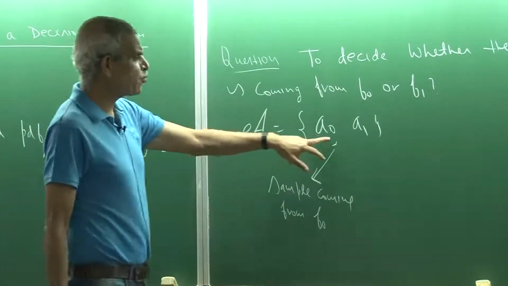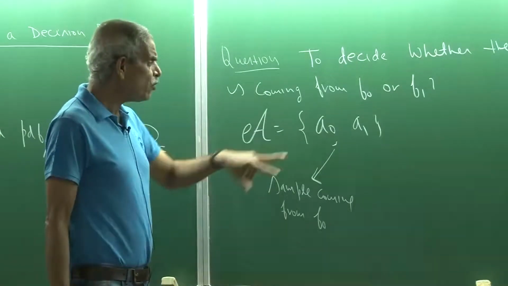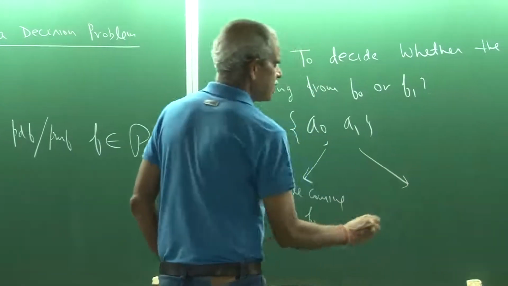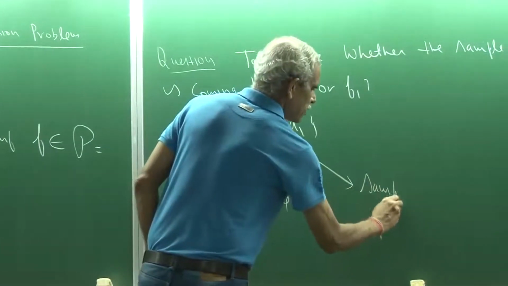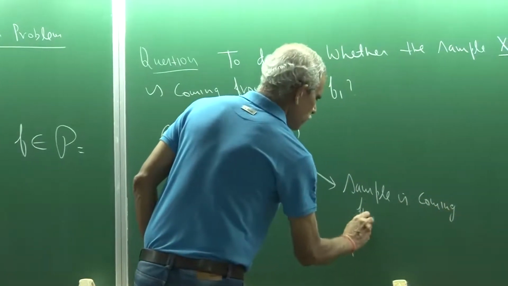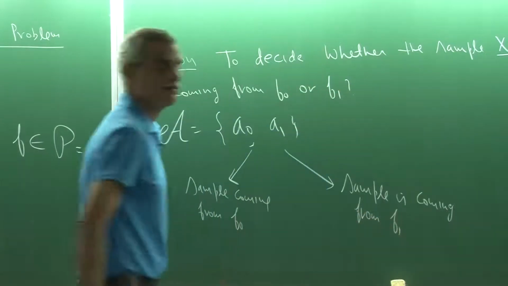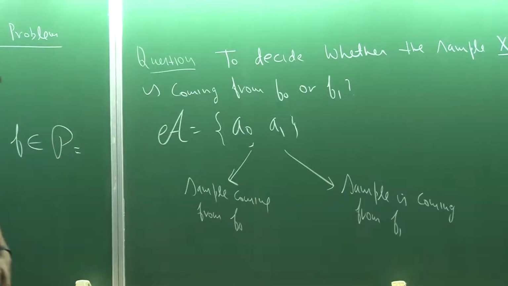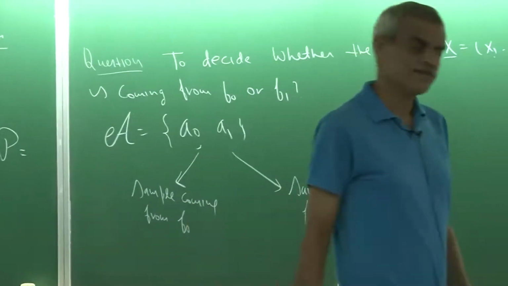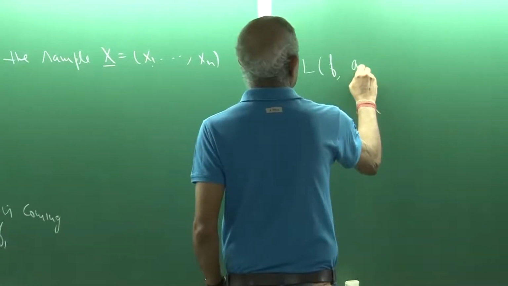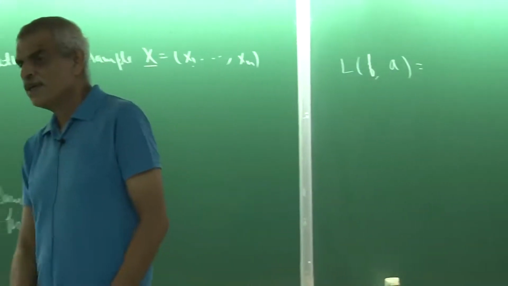So my action space has two elements, a0 and a1. A0 corresponds to the action that the sample is coming from f0, and A1 is the action that the sample is coming from f1. So there are two actions available to us, A0 and A1. Now I consider my loss function. My loss function would be in terms of L(f, a). So this is a loss function.